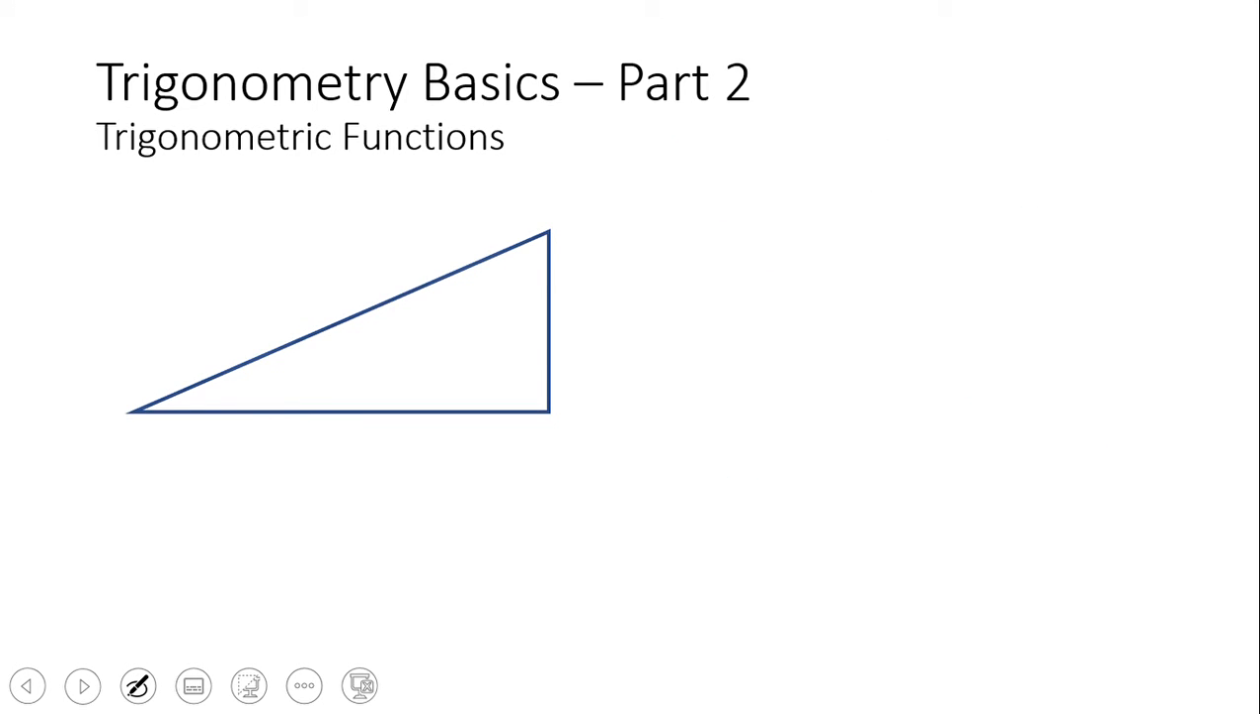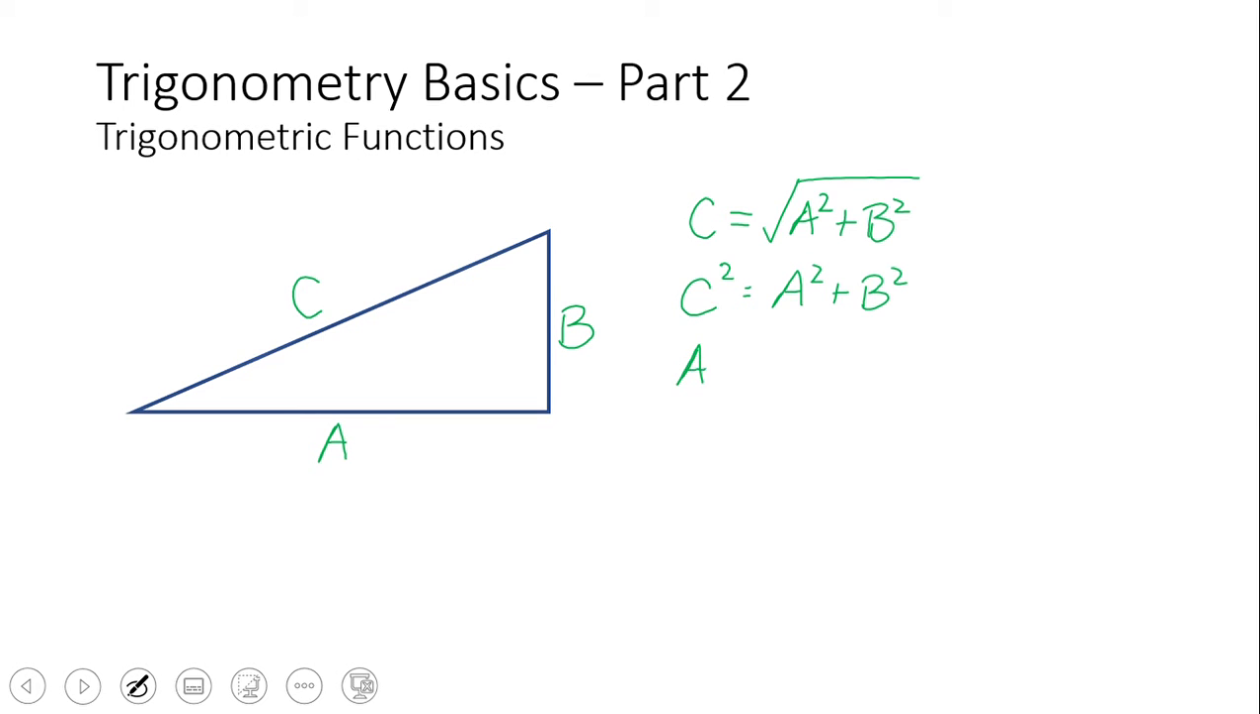What we know about angles and triangles is the following. We have these three sides here, and we know clearly that C is equal to the square root of A squared plus B squared, or alternatively, if you want to write it like this, C squared is equal to A squared plus B squared. We also know that if we know this angle theta, A is equal to the hypotenuse times the cosine of the angle, and B is equal to the hypotenuse times the sine of the angle.